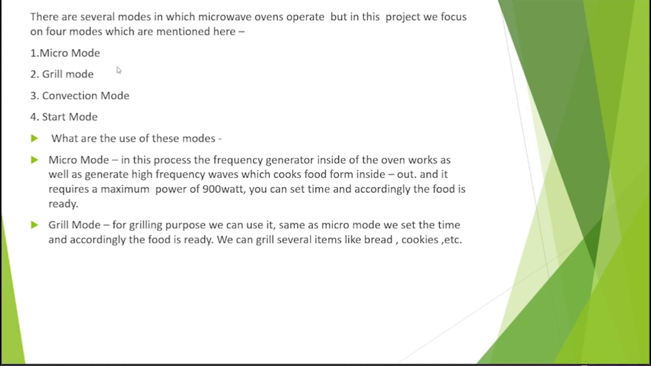Next, there are several methods in which a microwave oven operates, but in this project we focus on four modes which are mentioned here. The first is micro mode, the second is grill mode, the third is convection mode, and the fourth is start mode. Now we are talking about the use of modes.